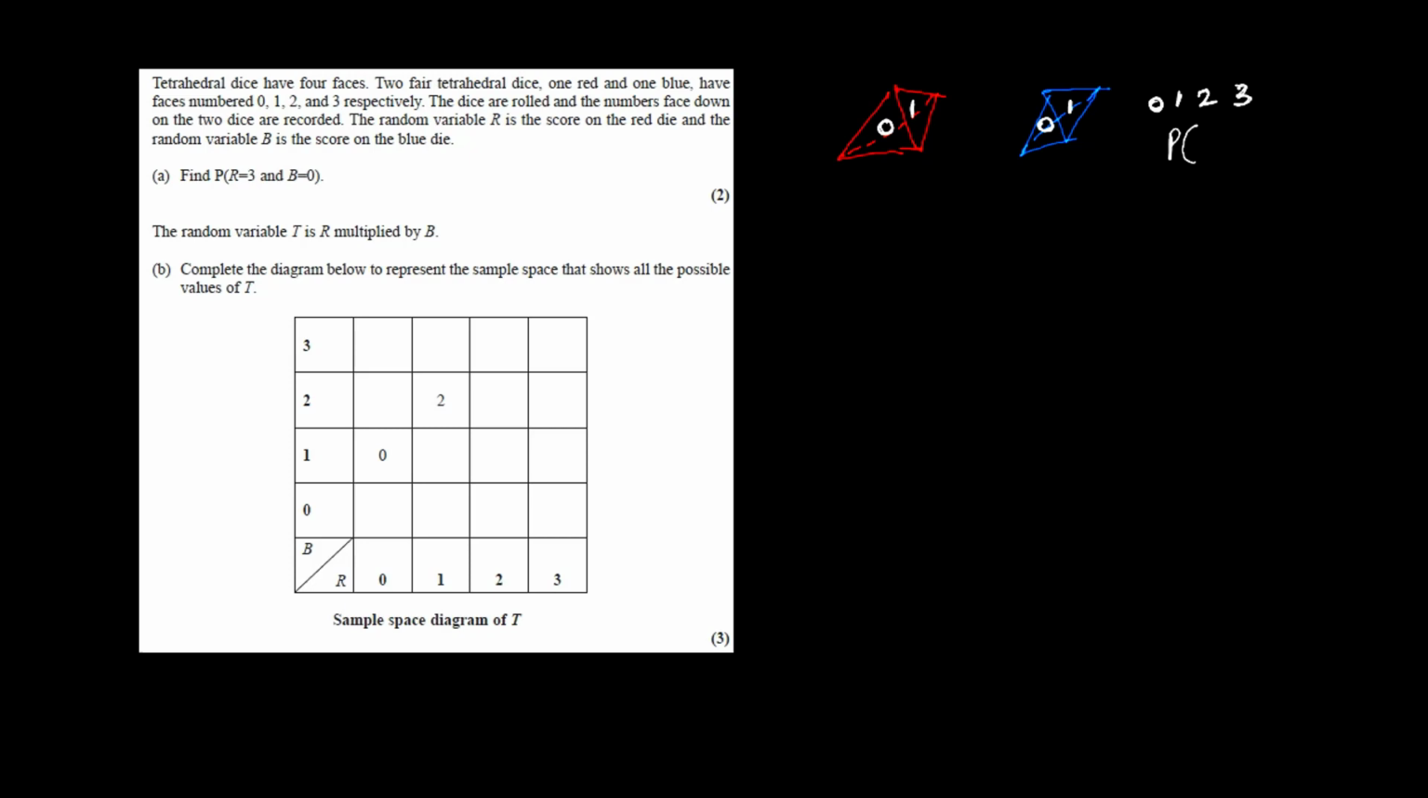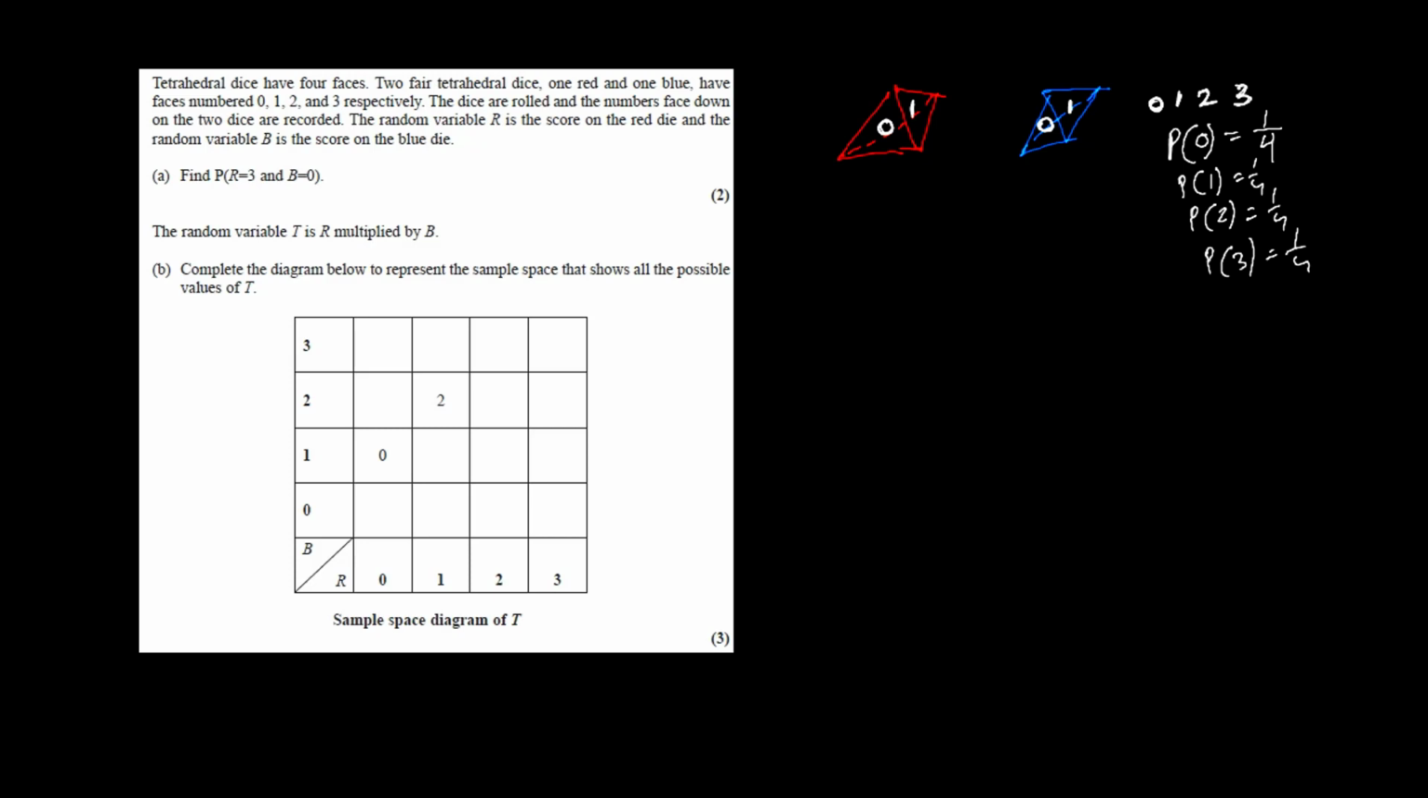total outcomes, there are 4 items, 4 numbers, just like throwing a die. So if you want to find the probability of 0, there's only one 0, the event is 1, and altogether there are 4 numbers, 4 sample space, 4 outcomes, so 1 by 4. Similarly, the probability of getting a 1 is also 1 by 4. The probability of getting a 2 is also 1 by 4. The probability of getting a 3 is also 1 by 4. So each of them has the same probability by the basic concept of throwing a die.